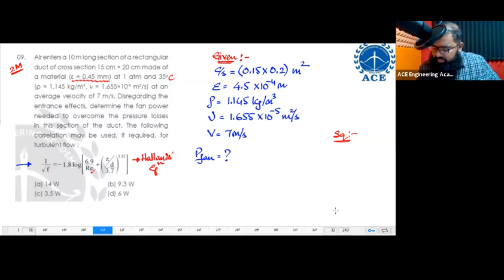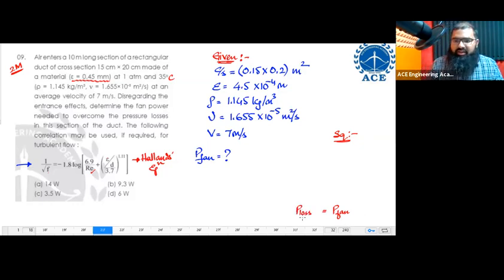So let us say we want fan power. Power fan is basically equal to whatever is the power loss. Whatever the power loss, that is compensated by fan power. Now the question is, what is power loss? The formula for power loss is rho into g into Q into head loss, gamma into Q into H. So rho g Q H. Now see what all we know. Rho we know, g we know, Q also in a way we know.